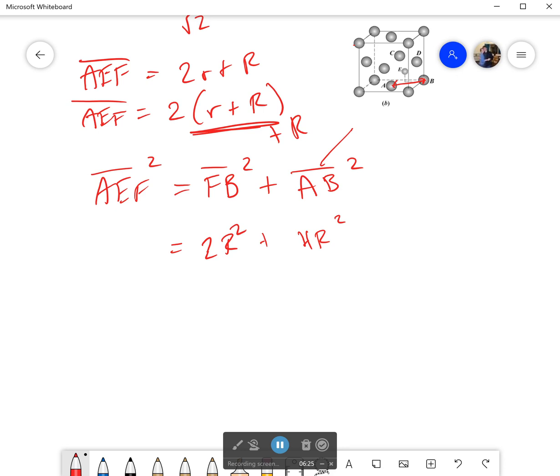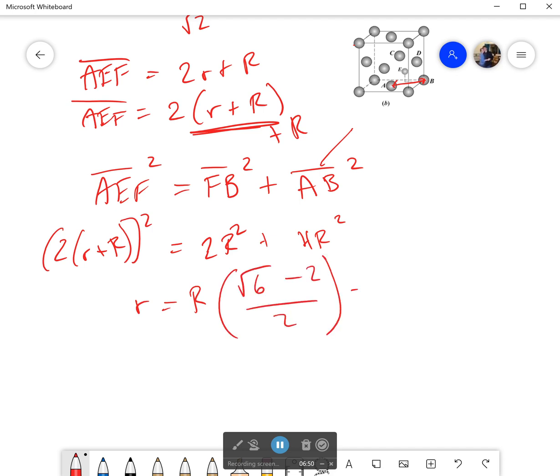And that would all be equal to 2 small r squared, small r plus big R squared. Or if I do a little bit of rearranging, I would get that small r is equal to big R times the square root of 6 minus 2 over 2, which is equal to 0.225, the radius. So my interstitial atom, my impurity atom, can't have a radius that is bigger than just a little bit under a quarter of the larger atom's radius, the host atom's radius. And that would be my answer.